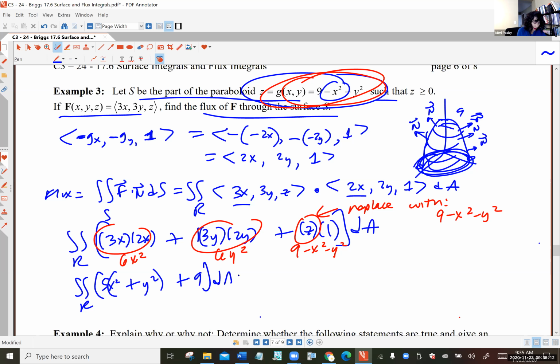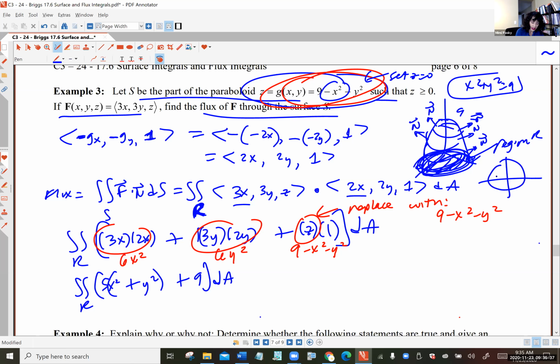Okay, now what's my region of integration? What's my R? See this R right here. Is it a circle? Yeah, it's going to be the projection of this paraboloid onto the xy plane. So if you set z equal to 0 in this paraboloid equation and rearrange everything, you'll get x squared plus y squared equals 9. So it looks like it's a circle centered at the origin of radius 3. And what are the limits on my r and theta for a circle of radius 3? Quick. 0 to 3. And theta? 0 to 2 pi. Yeah.